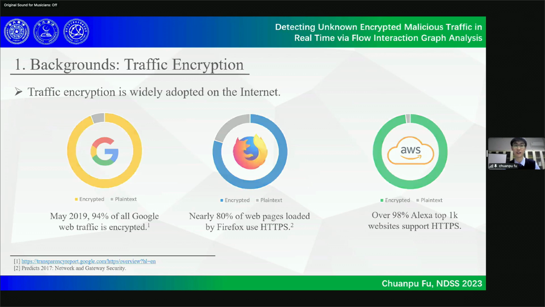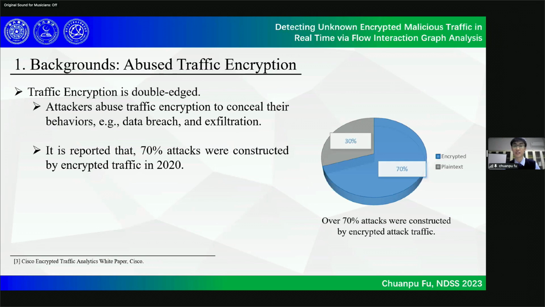But unfortunately, traffic encryption is double-edged. Attackers can also abuse traffic encryption to conceal their malicious behaviors, for example, data breach, exfiltration, and malware delivery. A white book published by Cisco revealed that at most 70% of attacks were constructed by encrypted malicious traffic, and the corresponding financial loss had been predicted above $3 million.